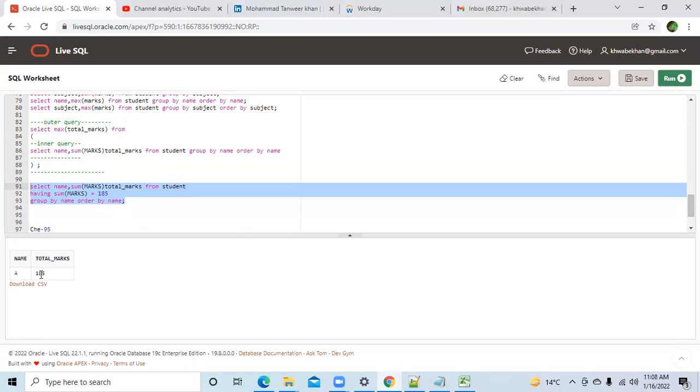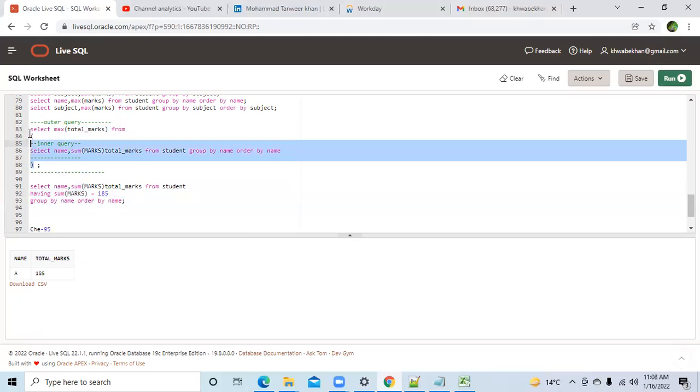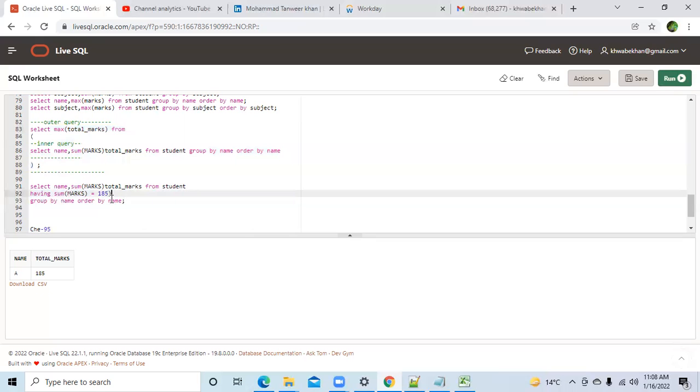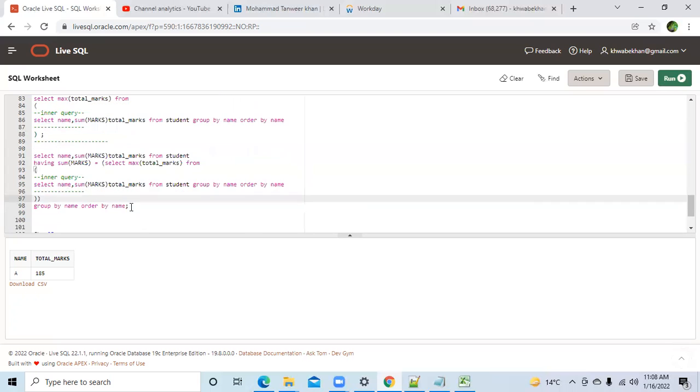See, this is the expected result. But now the problem is 185. We should not hard code it here. We should keep it variable. So I thought this 185 is coming from this query, so I will copy this query and paste it here instead of 185. That will give me the result. Then run this entire query.